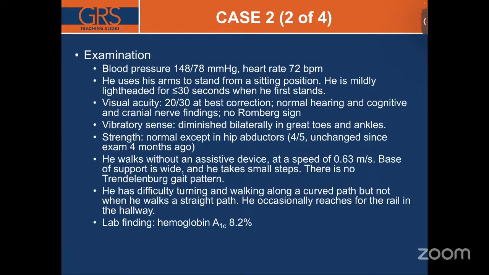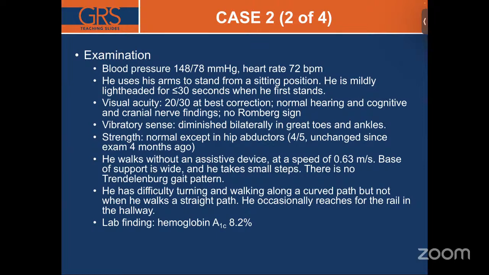On examination, his blood pressure is 148/78, his heart rate 72. He uses his arms to stand from a sitting position. He's mildly lightheaded for less than 30 seconds when he first stands. Visual acuity is 20/30 at best correction. He has normal hearing and cranial nerve findings, and no Romberg sign. His vibratory sense is diminished bilaterally in great toes and ankles. His strength is normal, except in hip adductors. It's 4/5, unchanged since his last exam 4 months ago.